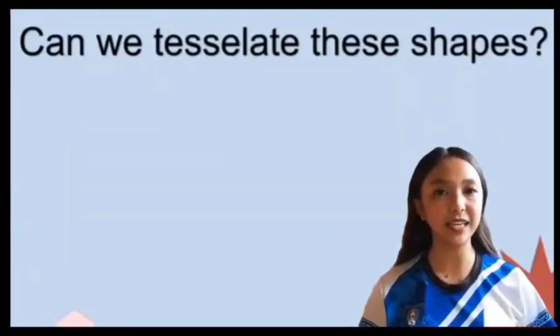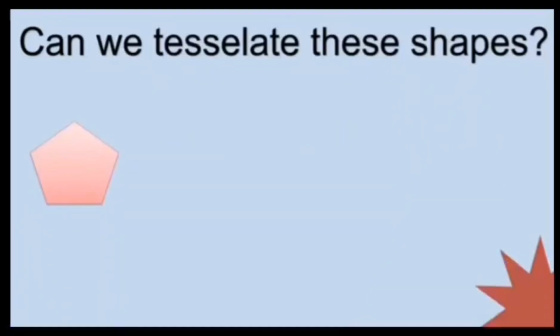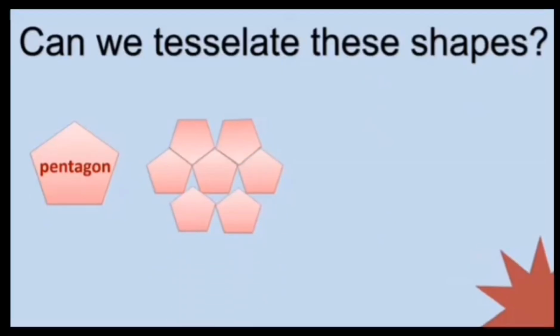Can we tessellate these shapes? First, the pentagon. It's the five-sided polygon. Can we tessellate this one? Now let's try if it can be tessellated. What do you notice? Do you see spaces? Yes, so if you see spaces, we cannot tessellate the pentagon.